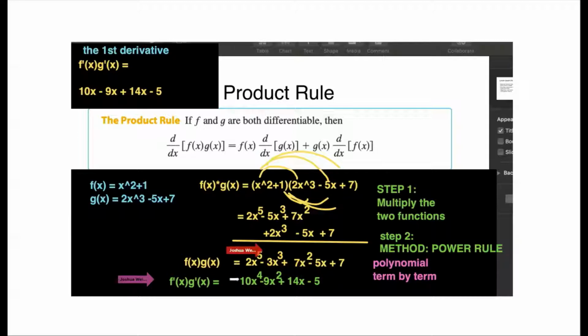So 5 times 2 is 10, x to the 4th. 3 times 3 is negative 9x squared. 2 times 7 is 14, x to the 1st, negative 5. And the constants become x to the 0, which is 1, so they become 0, excuse me. The x to the 1s become 0, and the constants, they don't change the curvature of the graph. They just lift it up 7 units, so they don't contribute to the first derivative, if you want to know why constants are 0.